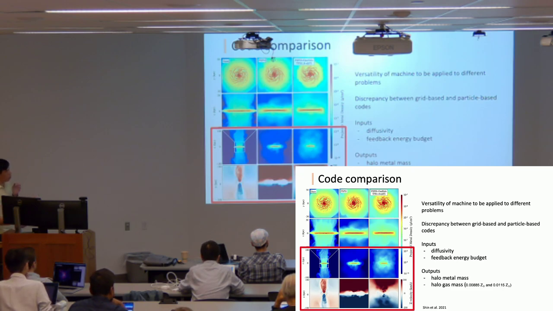So what I'm trying to do is also to apply this machine to a different kind of problem, to show how versatile this machine can be. As the input for the machine, it's the diffusivity and the feedback energy, and the output is the halo metal mass and the gas mass within a certain metallicity.